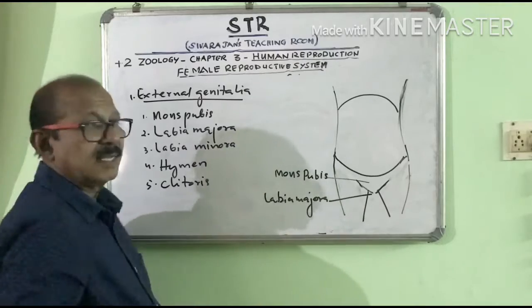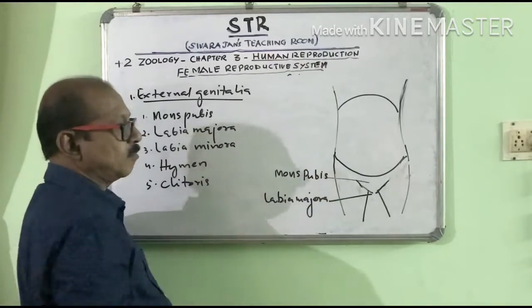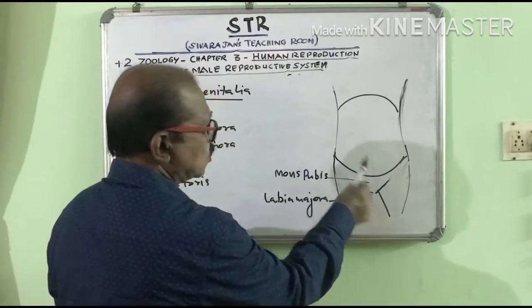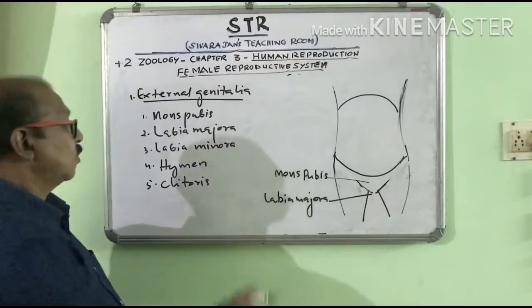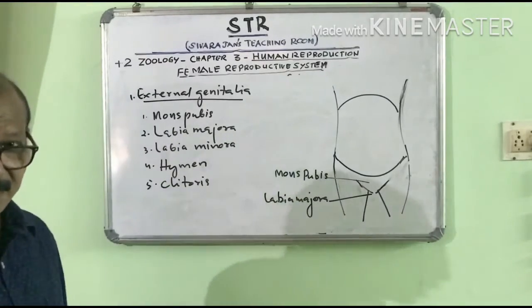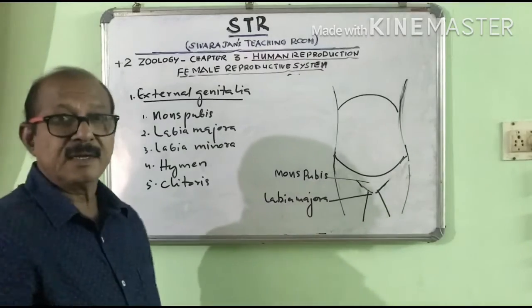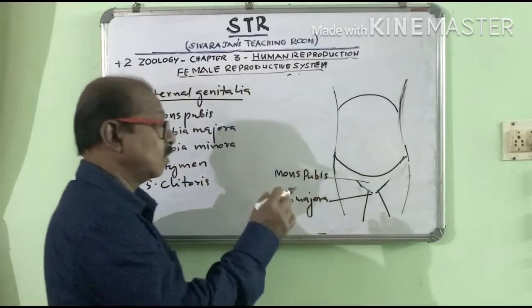Mons pubis is a cushion-like portion. So this portion is the mons pubis. It is covered by skin and pubic hairs. So the mons pubis is the cushion-like portion which is visible externally, covered by skin and hairs.